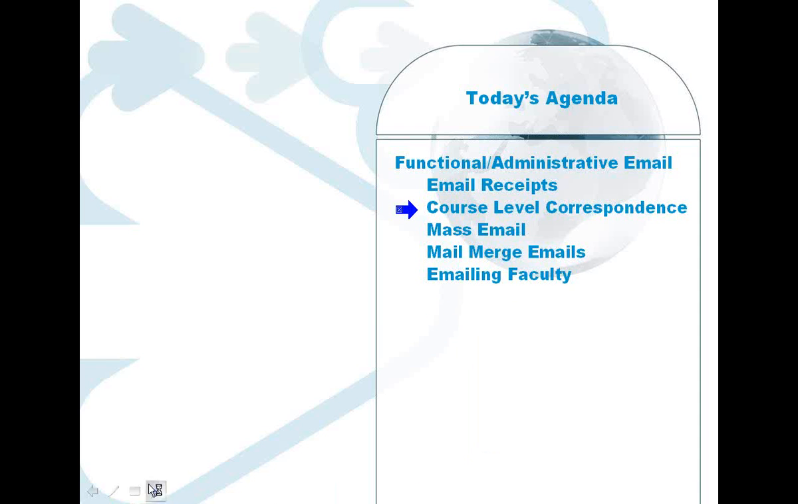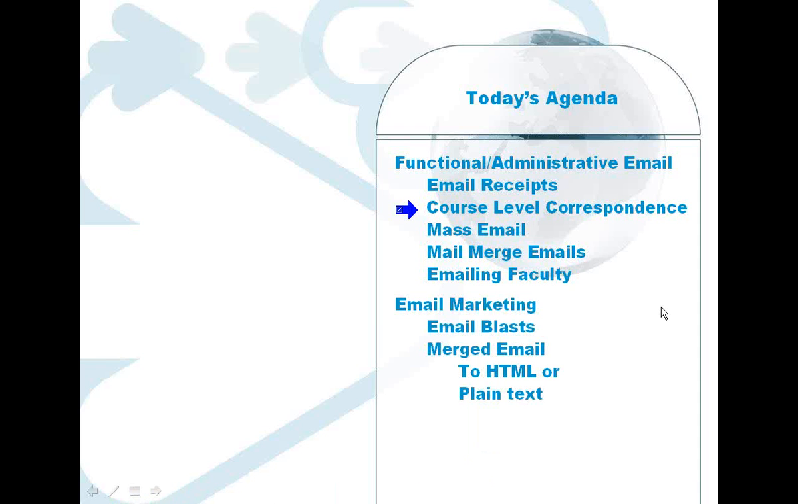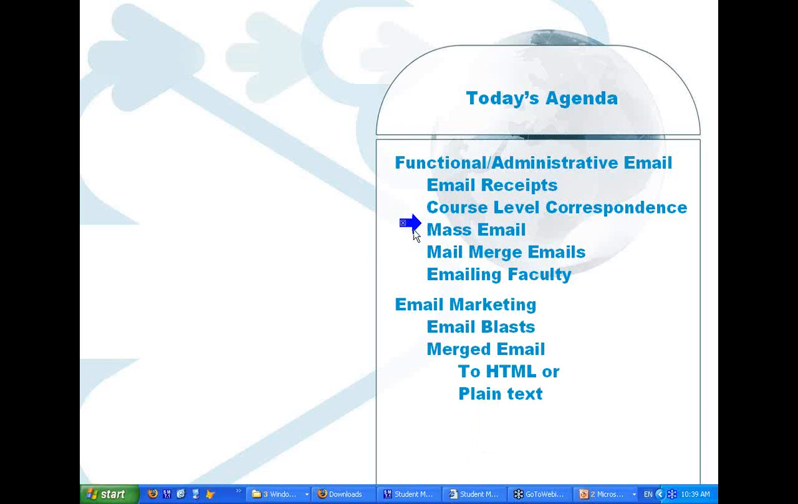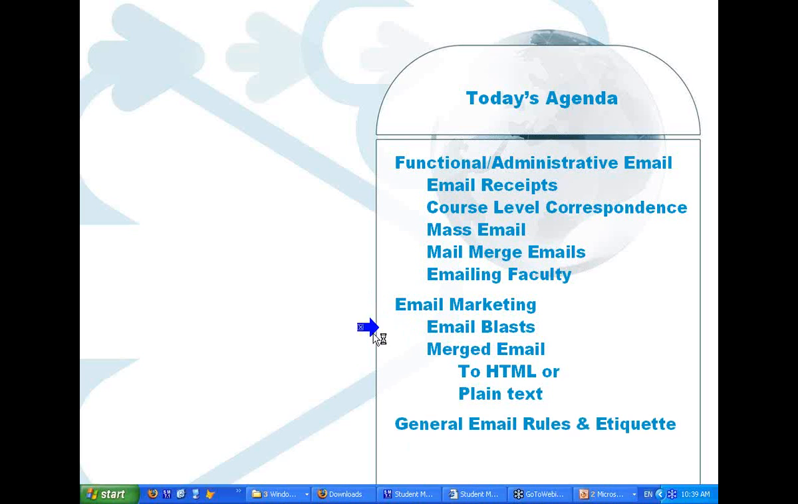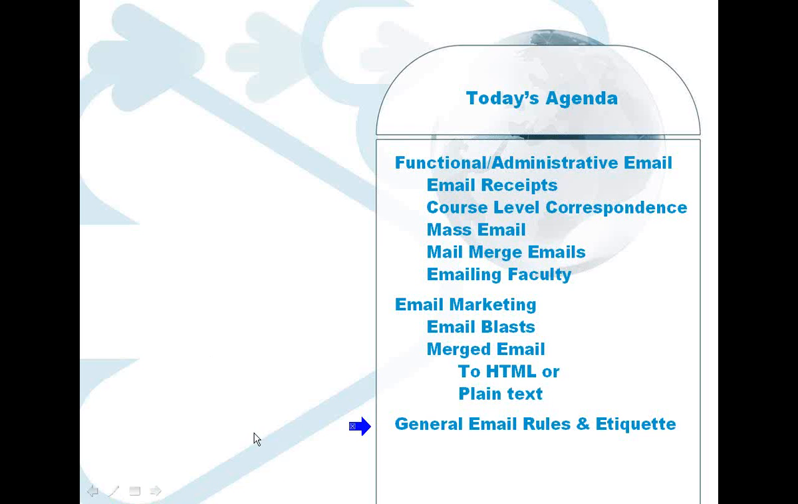Okay. Other things that we're doing is the marketing. And again, that's kind of where the mass email comes in. Email blast, merged email. And there are things that you can do with that, obviously. Do we have a poll question on that? I can't remember. No, we don't. Okay. And then the closing of general email rules and etiquette, and some tips perhaps for those of you who might be wanting to do some more email marketing.